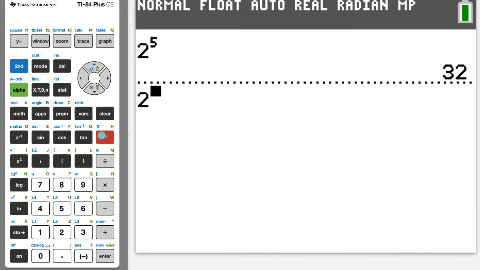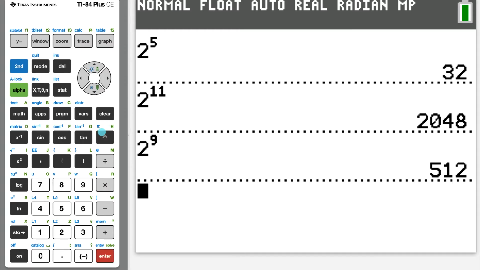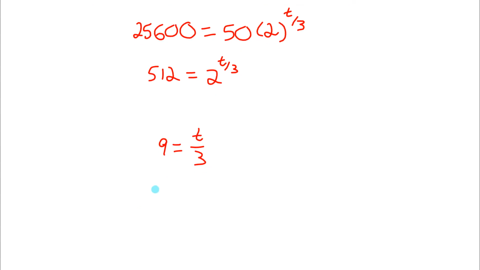Maybe it's 2 to the 11. Nope, that's too high of a value. And you keep guessing and checking until you figure out, oh, 9's the exponent that goes on 2 to get 512. So I need to make this t over 3 be equal to 9, and that happens if t is 27. So you'd figure out that our answer to this question is 27 days.